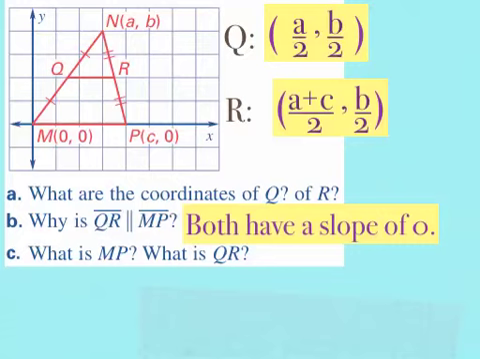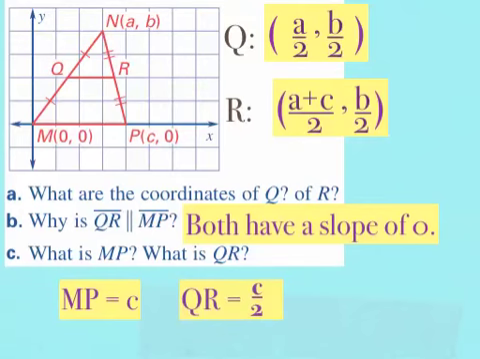If you notice, for MP, we are not given numbers as coordinates, we're given variables. But for the length of MP, we go from the x value 0 to the x value C. We don't know what C is, but we can say that MP would have a length of C. And if MP is C, then QR would have to be half of that. So QR would be C divided by 2.